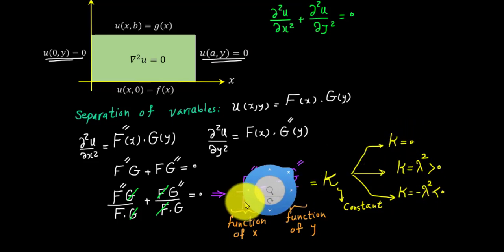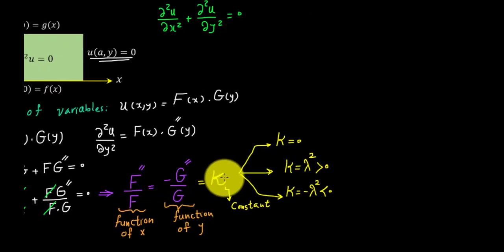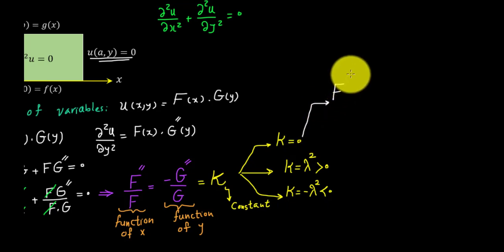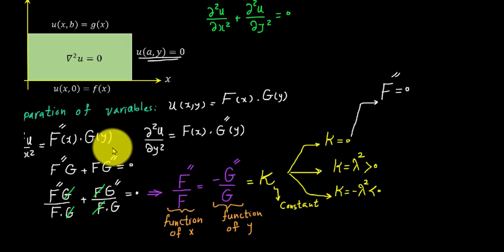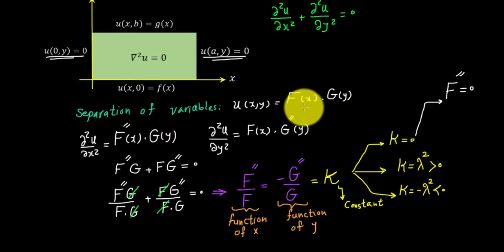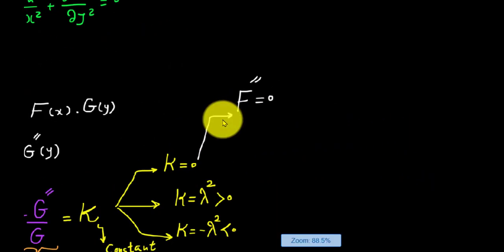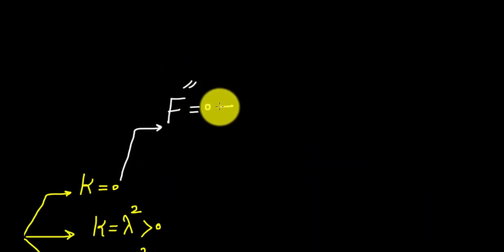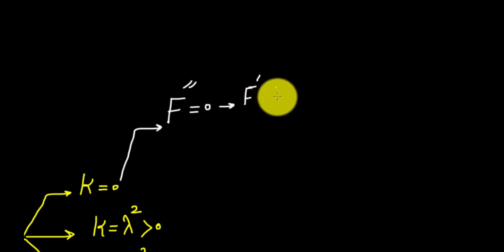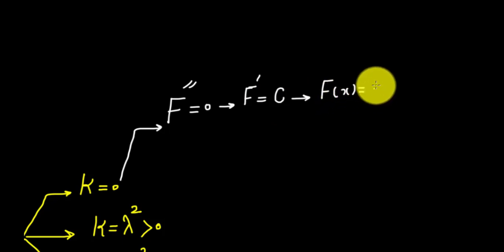If we assume that k is equal to 0, meaning that f double prime is equal to 0, noting that f is assumed to be a function of x, when the second derivative of a function is equal to 0, that means that f prime is just a constant like c. And if I integrate one more time, that gives me f of x is equal to cx plus another constant I would call b.